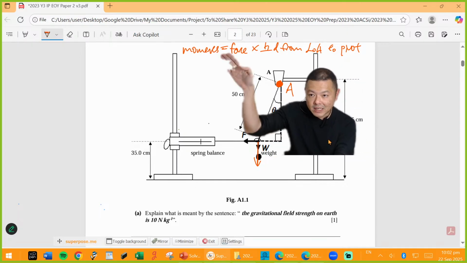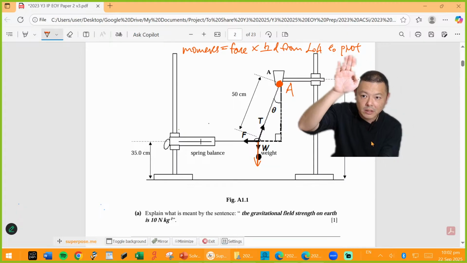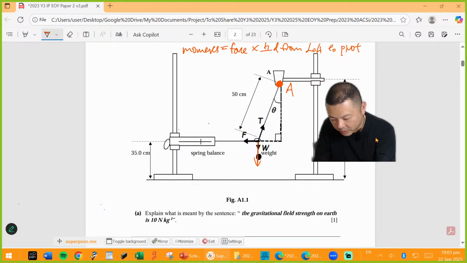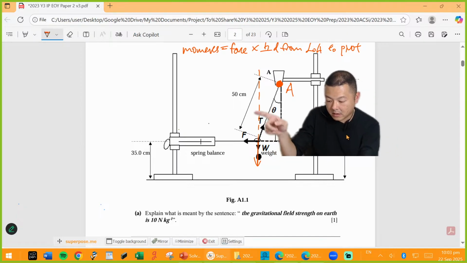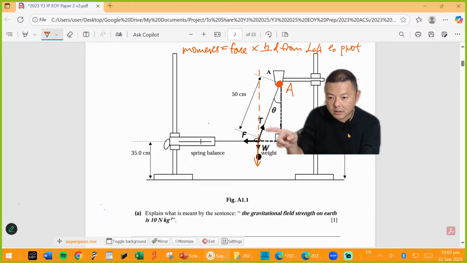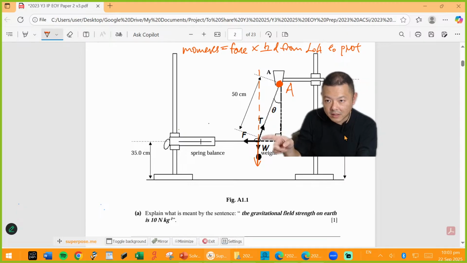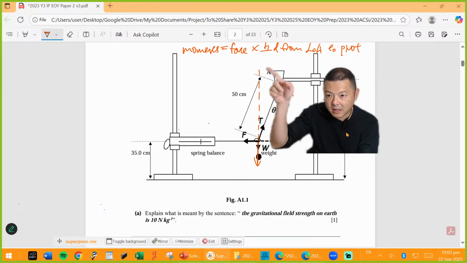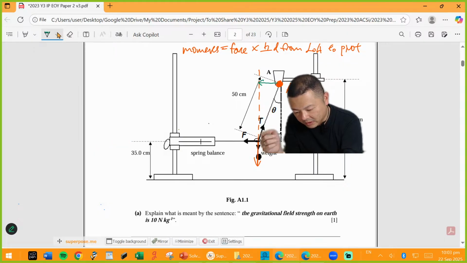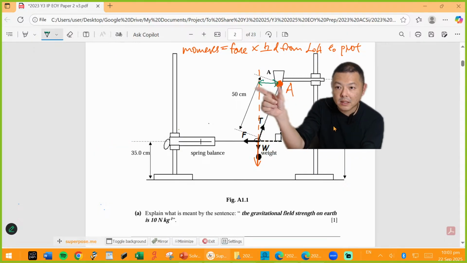So you have to remember, that's why definitions are very important. It must be from the line of action. Nobody ever said it's from the force to the pivot. It's from the line of action. So you need to extend the line of action. Do you see that? I extended the line of action. And then the distance is from the line of action to the pivot. This distance here, which is this distance here.